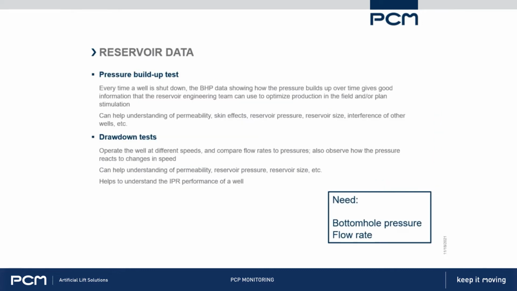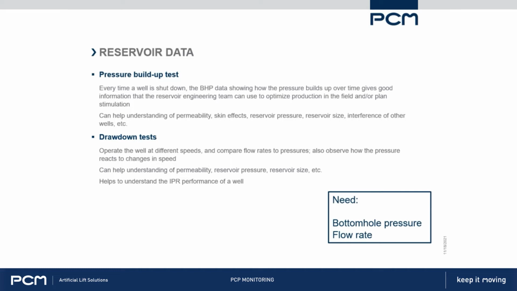For reservoir data, again, the reservoir engineers can get a lot of value from certain types of data. So if you're working with those teams, they can get some value from this, and maybe they can work with you on the budgets for paying for some of this instrumentation if it's something that they're interested in. Every time you shut a well down, the pressure builds up downhole, and measuring how it builds up over time, they have calculations they can do with that gives them lots of information about the reservoir: permeability, skin effects, reservoir pressure, size, interference of other wells. There's lots of things they can get out of that data.